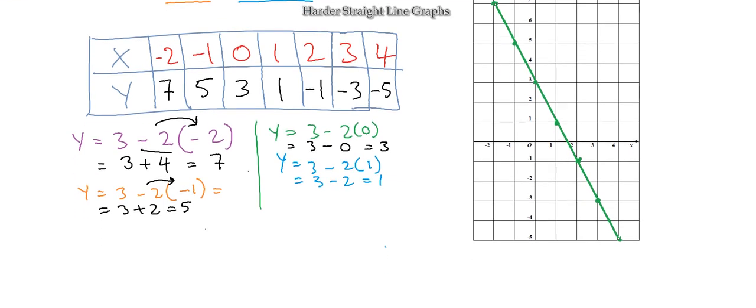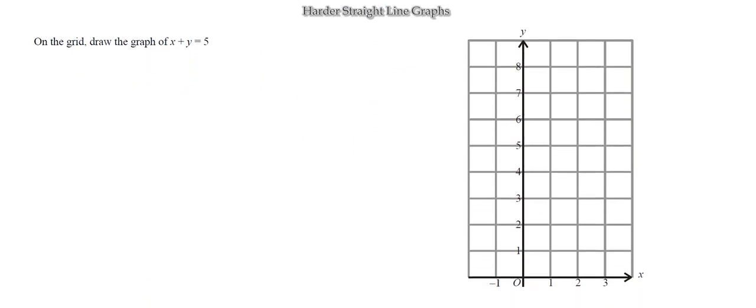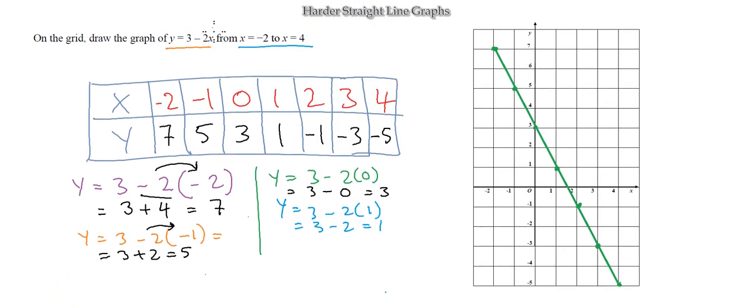I've got another question for us to practice. Now, this one is quite different. This question states, on the grid, draw the graph of x plus y equals 5. Now, there are two things in this. In the normal equations, like over here, we have either x or y as the subject, so it makes it easy. All we have to do is plug in our x and we get our y, like this.